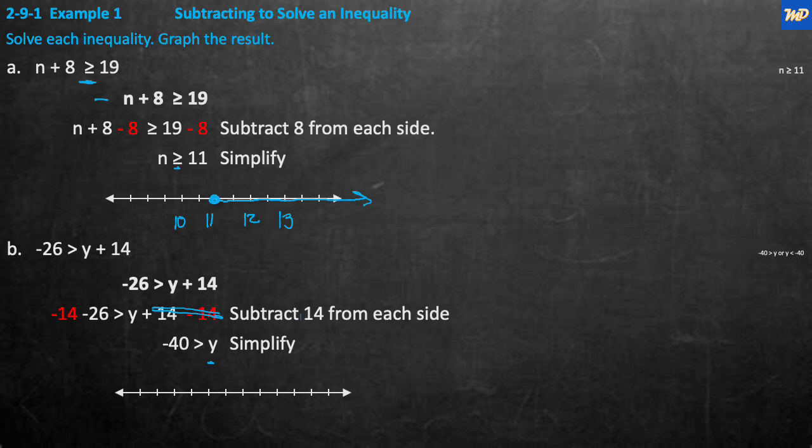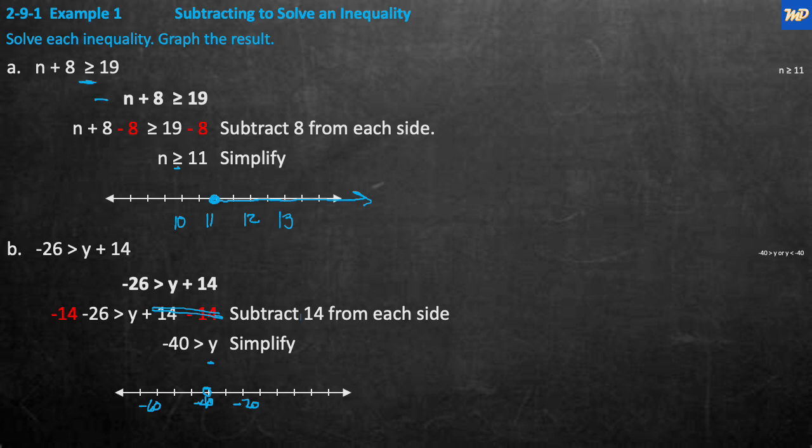So we're going to look down here. These are negatives, and here's negative 40 right here, and here's negative 20, and here's negative 60. We can make these anything we want them to be. And it's not equal, so it's a circle. There's no equal. So it's the 40 with a circle on it. Negative 40 is greater than y.